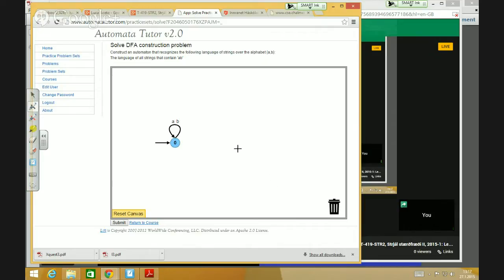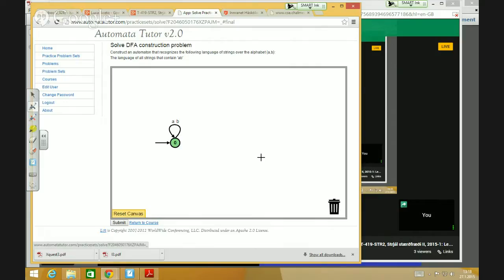So I want to show you how to operate with this tool as we warm up for the second part of the lecture, okay? So here you have a practice problem that tells you to build a DFA that accepts all the strings of A's and B's that contain the pattern AB somewhere in them. Okay, so how do we do it? When you start the tool, you get your canvas like this, and you get a state with a self loop on A and B. If we really wanted to, we could mark this state as a final state.